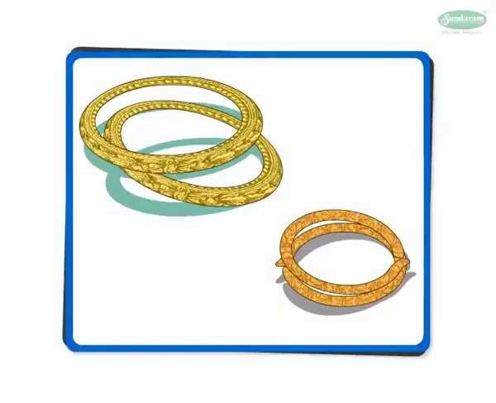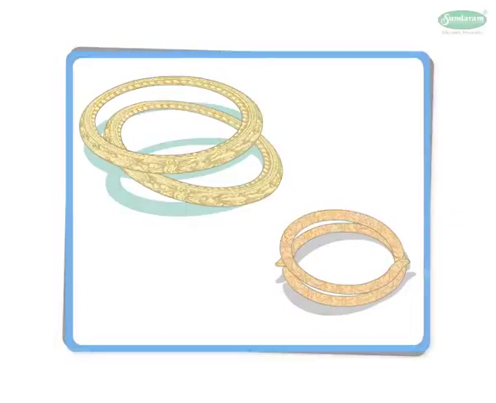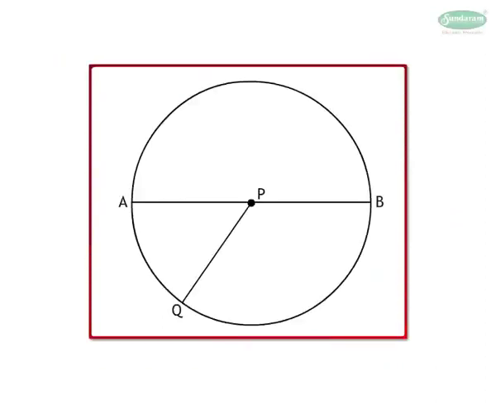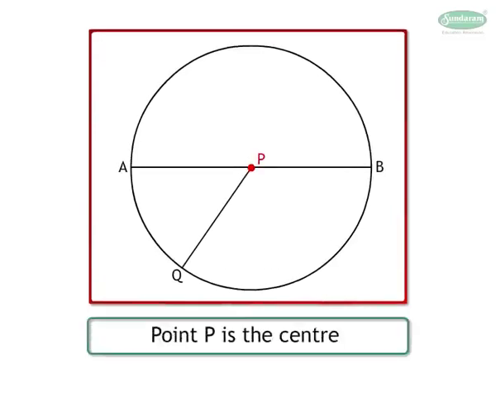You must have seen a bangle, a ring. These objects are circular in shape. Look at the circle alongside. Point P is the center of the circle.